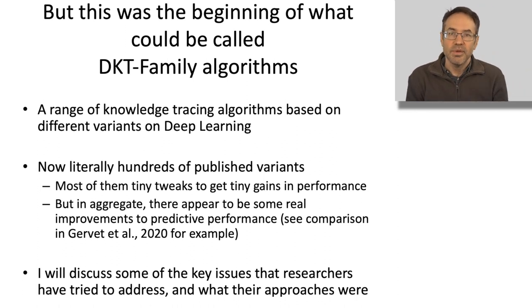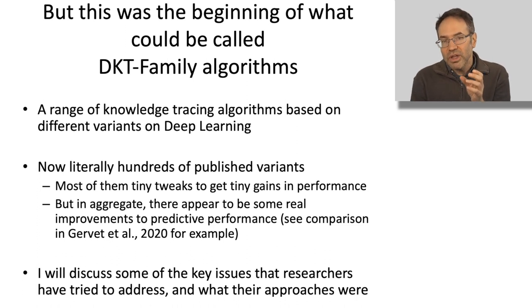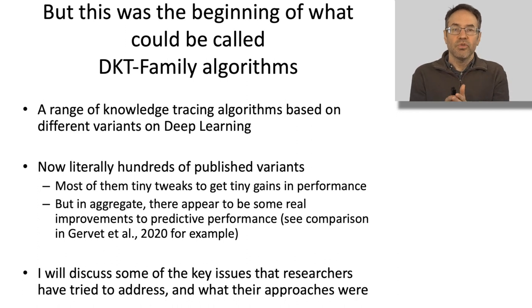But it turned out to be the beginning of what could be called DKT family algorithms, a range of knowledge tracing algorithms based on different variants of deep learning. At this point, there are literally hundreds of published variants, most of them tiny little tweaks to get tiny little gains in performance. But in aggregate across the hundreds of publications, there appears to be some real improvement to predictive performance. There was a comparison between various DKT family variants and more classical algorithms, for example, in Gervet et al. 2020, that showed pretty conclusively that the DKT family really is getting better performance.